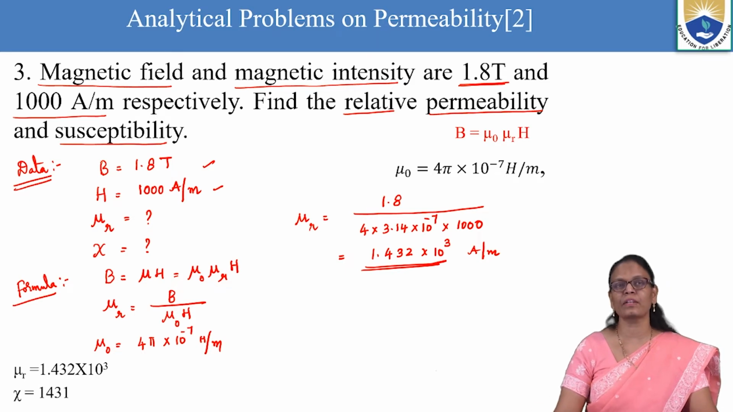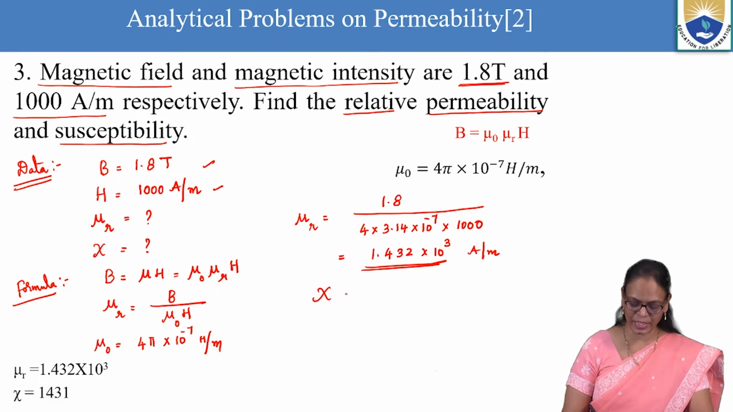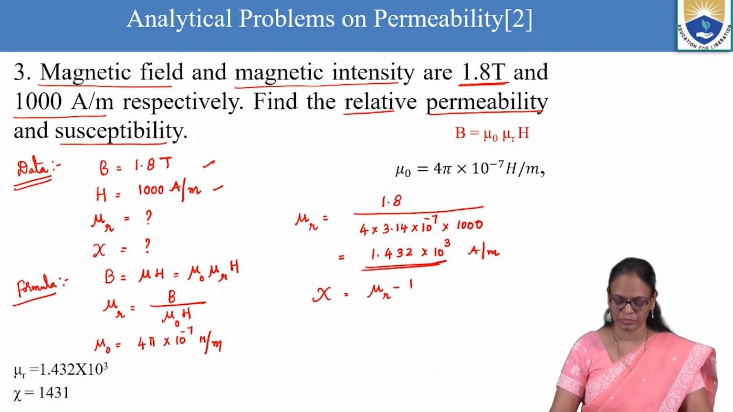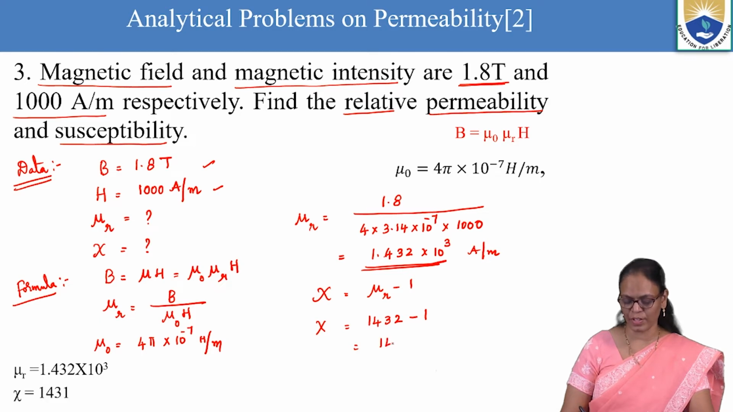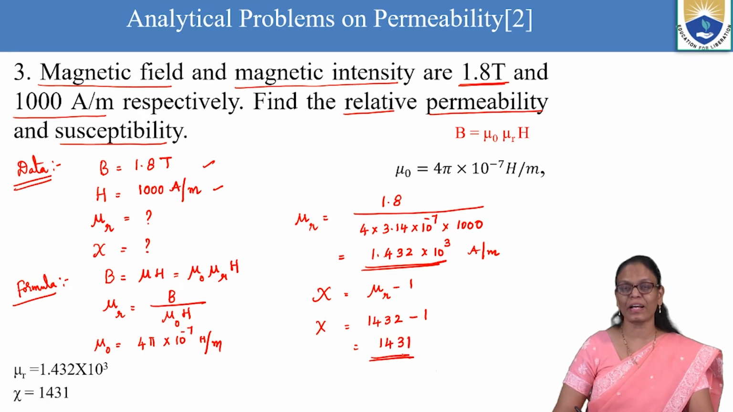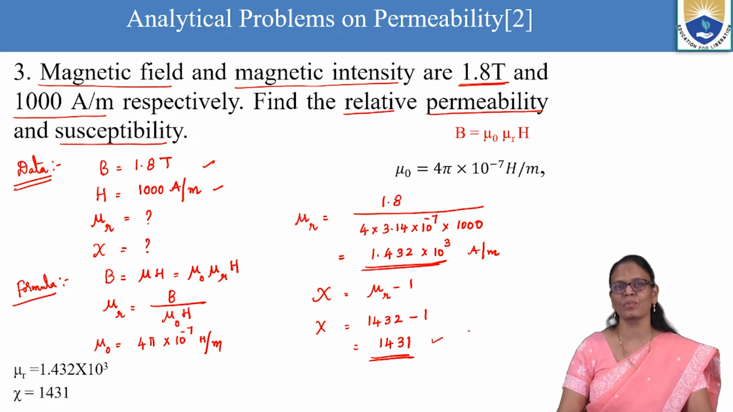Now we also have to calculate the value of susceptibility. So susceptibility chi is equal to what? Mu r minus 1. Mu r minus 1. So how do we write this? I'll write the value of mu r as 1432, because it is 1432 into 10 power 3. So we get 1432 minus 1. So it will be simply 1431. Chi value is 1431 which has no units.